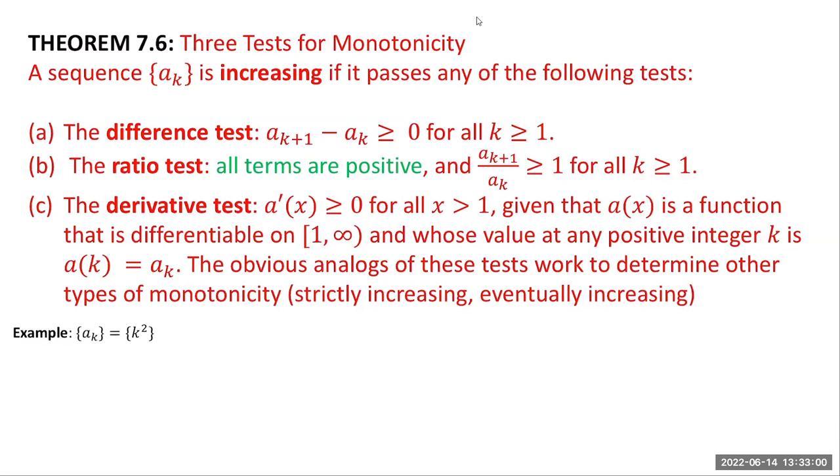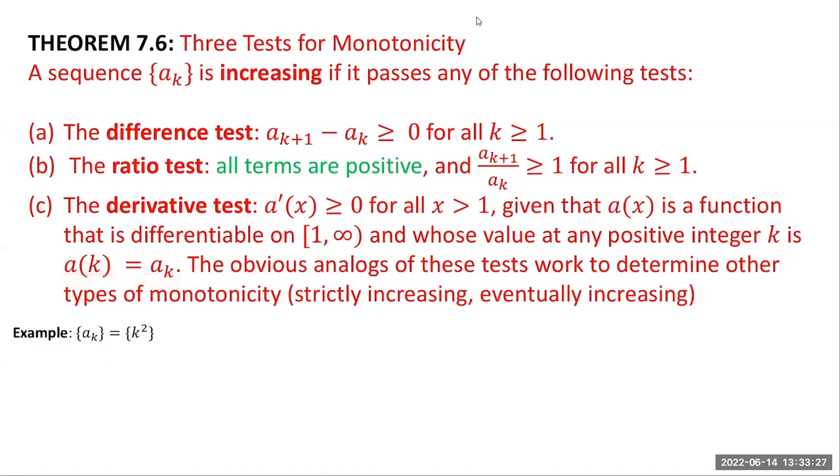And the last test is called the derivative test. What it tells you is that if a prime of x is greater than or equal to 0 for all x bigger than 1, given that a is a function that is differentiable on (1, infinity) and whose value at any positive integer k, a(k), is equal to a_k.